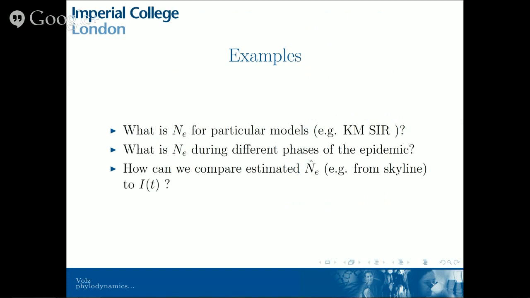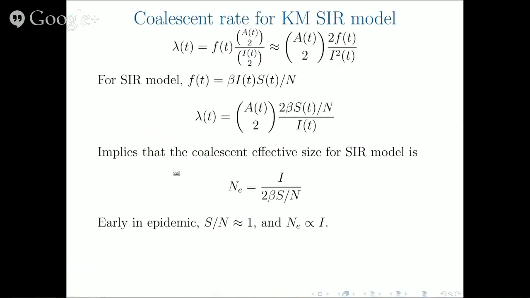Okay, now I'll give a couple of examples for simple epidemic models. I'll derive effective population size for the Kermack-McKendrick model, and I'll show what effective size is for different phases of the epidemic. Effective size relates to the number of infected individuals. First of all, for the Kermack-McKendrick model, we can simply substitute in this equation F for incidence of infection through time. If we do that and solve for effective population size, we find that the effective size is equal to the number of infected individuals over 2 times the transmission rate times the proportion of the population that is susceptible.